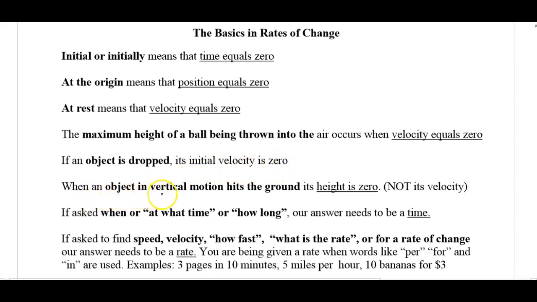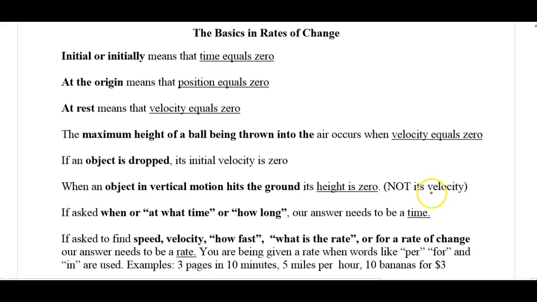When an object is in vertical motion and it hits the ground, so when you throw a ball up into the air and it hits the ground, its height is 0. So when an object in vertical motion hits the ground, its height is 0. Now a lot of students want to say its velocity is 0, and that's not true. The moment an object hits the ground, its velocity can't be 0. Because otherwise, if you threw an egg up in the air, when it hits the ground, if its velocity is 0, the egg wouldn't break. But we know that it does, because it has a velocity at the moment it hits the ground.